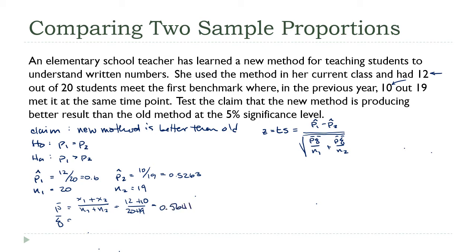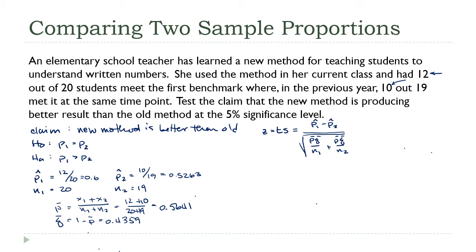0.5641. Q bar, that is 1 minus P bar, which is 0.3214. Oh, excuse me. Sorry, I was jumping ahead in my notes here. That is 1 minus 0.5641. That's 0.4359. Now, it's just dropping all these numbers into this formula and being really super careful with your calculator.